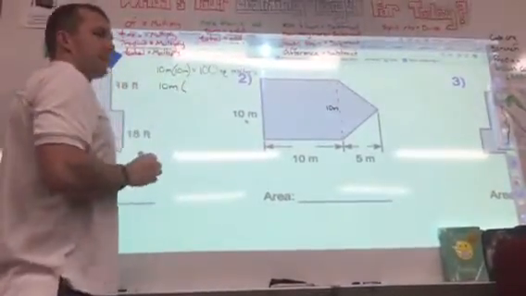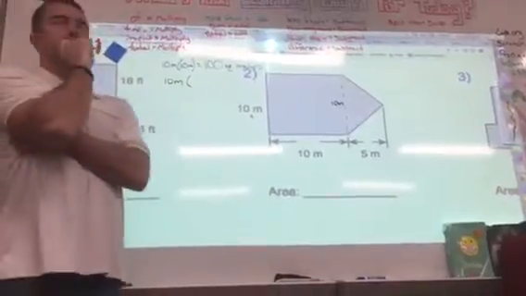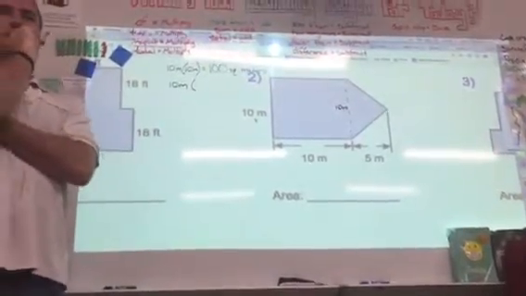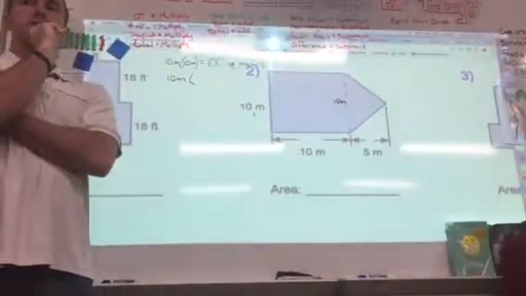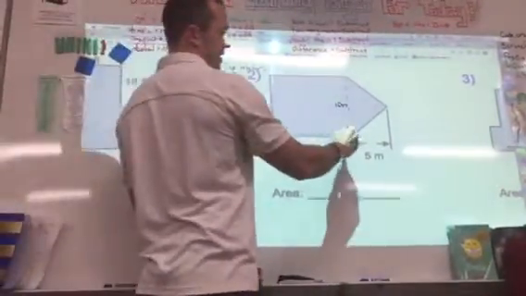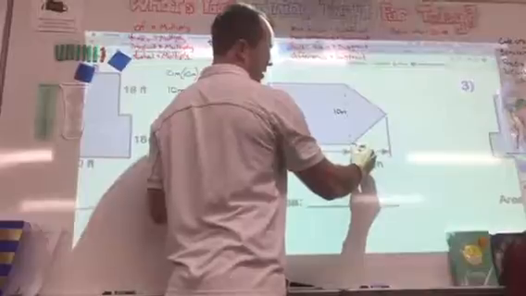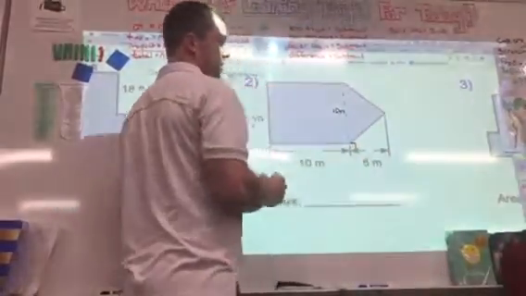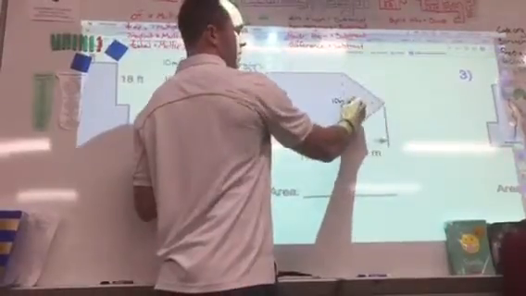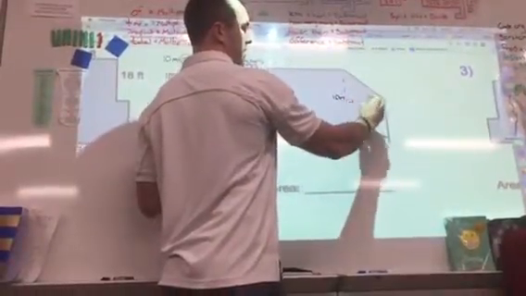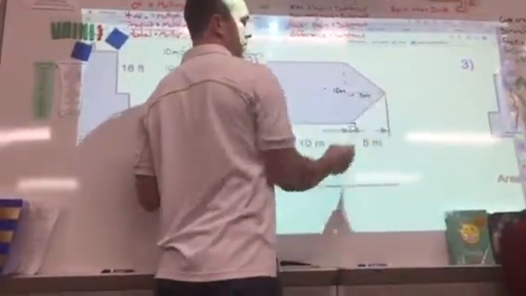If 10 meters is my base, what's my height? 5. Isn't it? Because it has to meet at what angle? A right angle. Does this look like it's at a right angle right here? Sure. Is that measuring the height? Yeah, so it'd be the same as me doing this and saying that this is 5 meters.